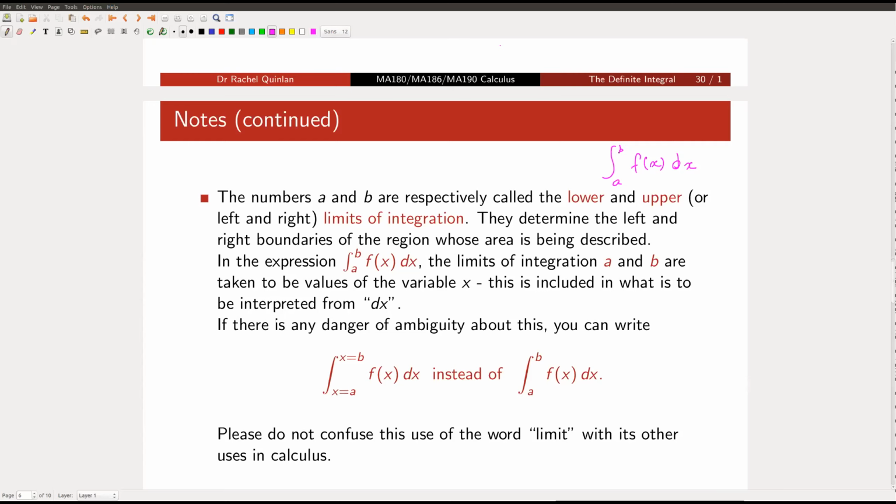Okay, and in this expression, it is generally understood that a and b are values of the x that appears in the dx. If there's any danger of ambiguity there, you can write it this way if you want to, and sometimes it can be useful. We'll see examples like that.